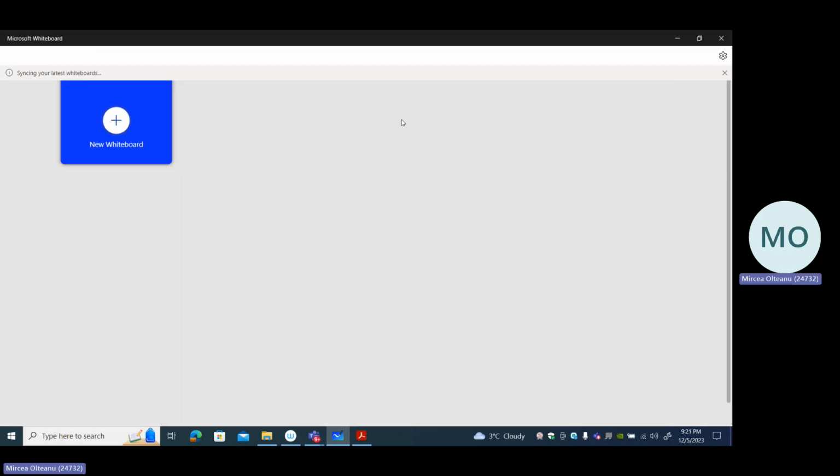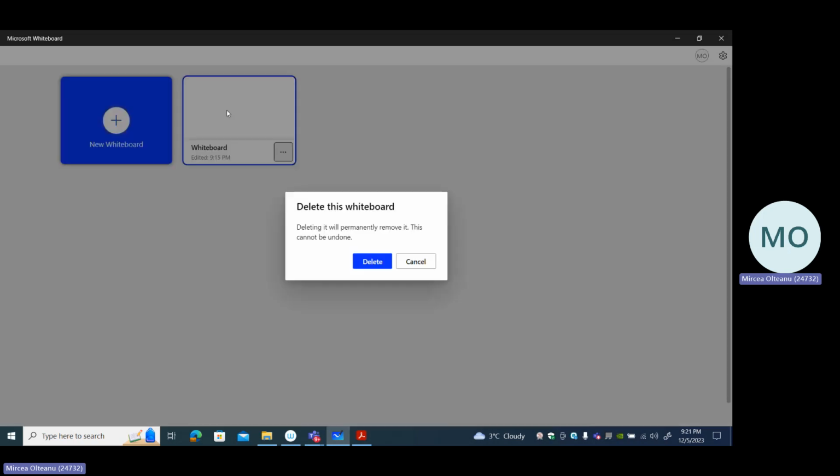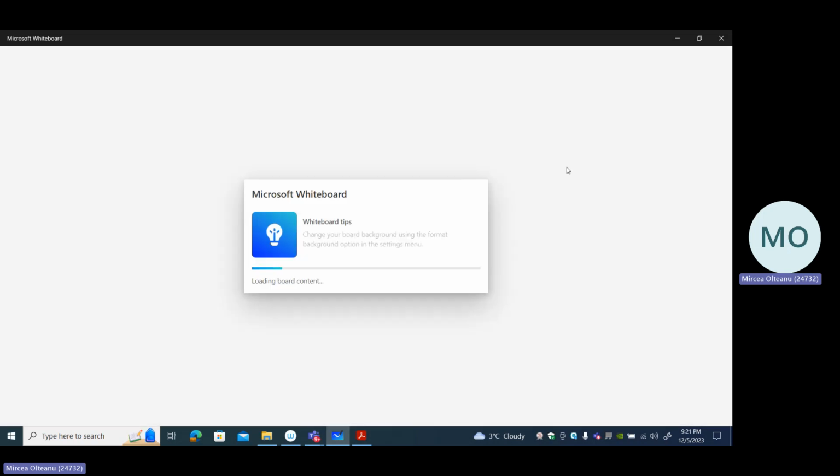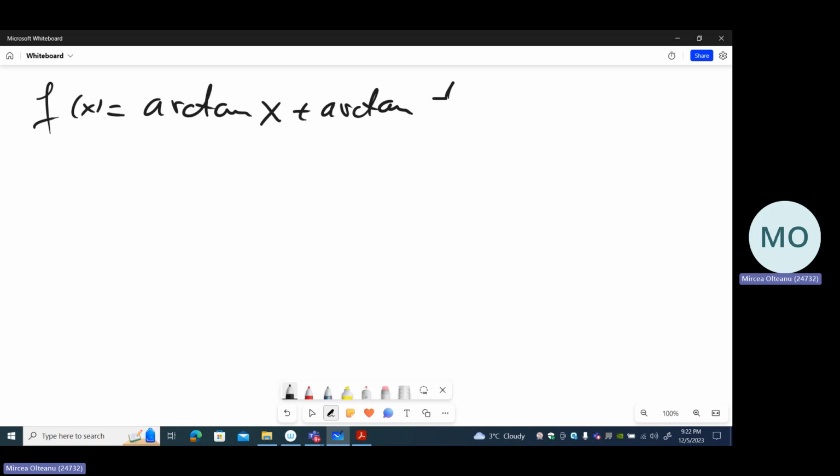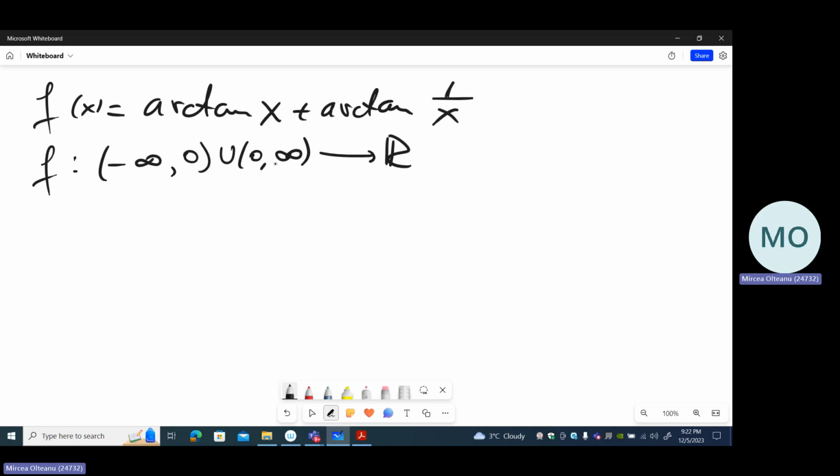Let's continue with another example. Let us consider the function f of x equals arctangent of x plus arctangent of 1 over x. Of course, the domain of definition of this function is the union of the intervals minus infinity, 0 with 0, infinity. One can observe that the domain of definition is not an interval. That will be an important fact.